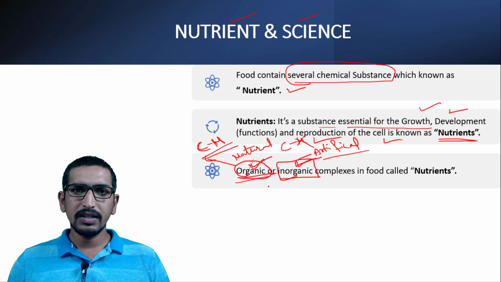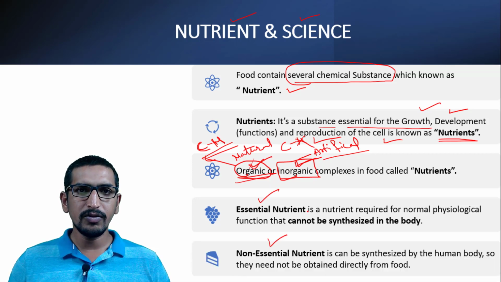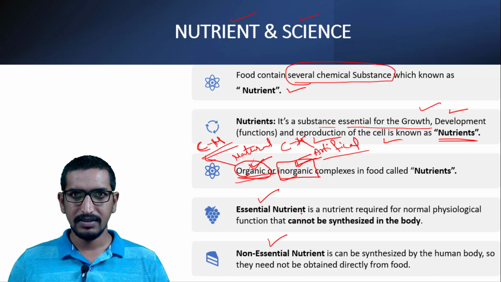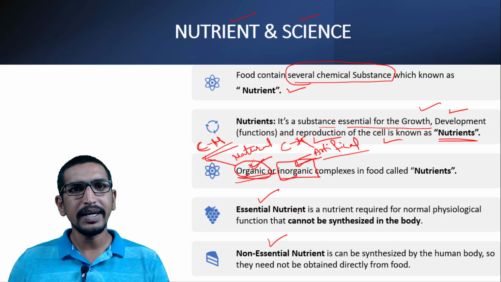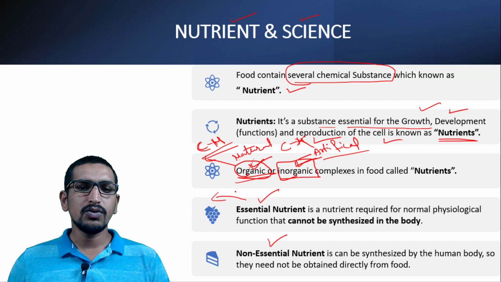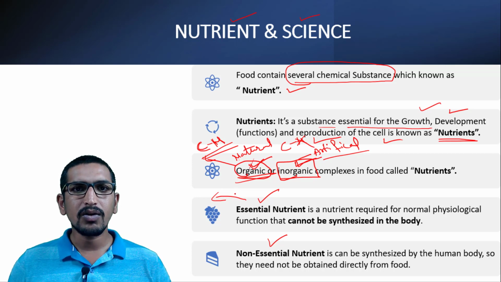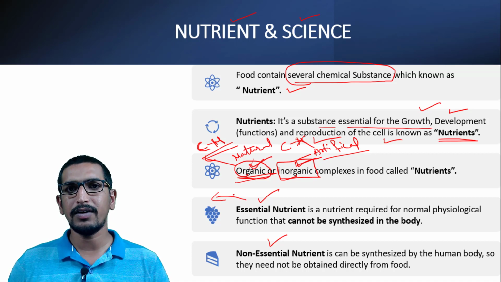And nutrients are also of two types, essential nutrient and non-essential nutrient. An essential nutrient is a nutrient which is required in the food. Meaning, if we take food, that nutrient should be included in the food; that is the essential nutrient. For example, vitamins are essential nutrients, because vitamins are not synthesized in the body, so it is compulsory to take them in the form of food. That is called an essential nutrient.